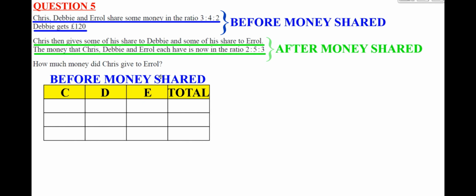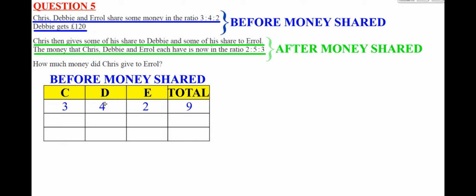So before anything gets shared from Chris to the others, think of it as a ratio of C to D to E. Chris, Debbie, Errol, and a total end column as well. So we're told before anything happens, the money they have is in the ratio 3 to 4 to 2. 3 plus 4 plus 2 is a total of 9 parts. However, we are told that Debbie gets £120.